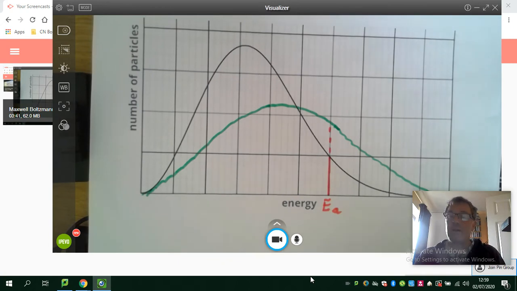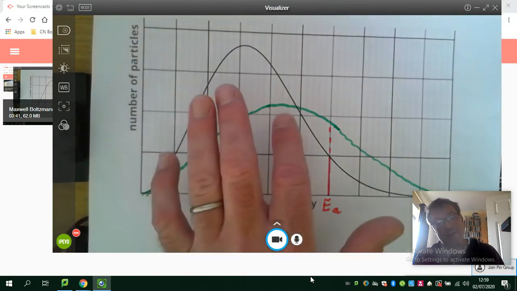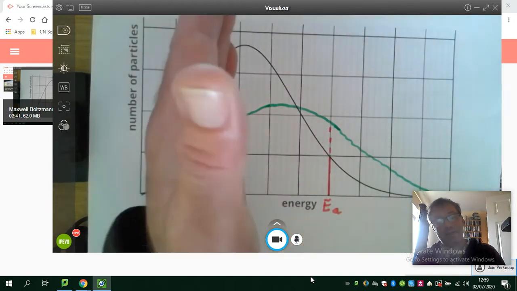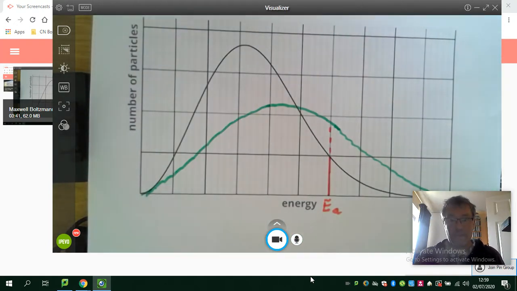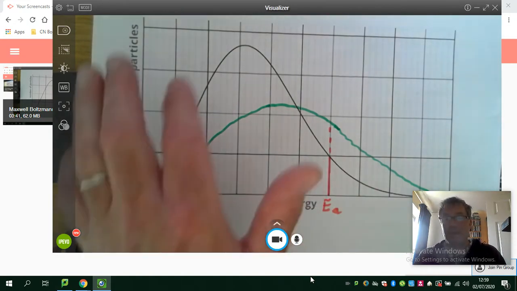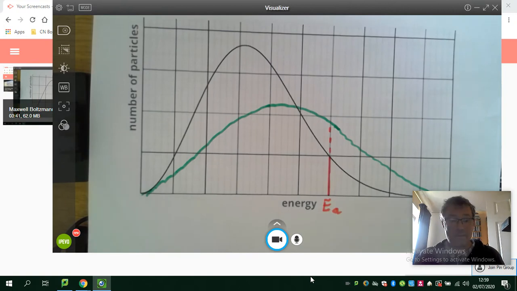So if you got asked to draw a second distribution curve showing the distribution at a higher temperature, make sure it starts at 0, make sure your peak is lower and it is to the right of the original peak. And you need to try and get the area underneath each curve to be approximately equal, because that, remember, is the number of particles and that is not going to change.